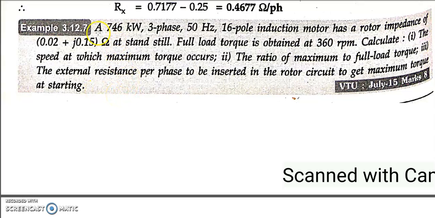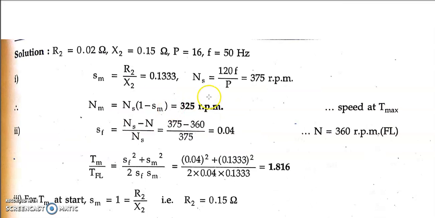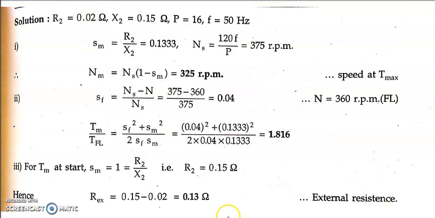Don't bother about this 746 kilowatt and all, it is just given for confusion. Anyhow, we are not using this value in any of our cases. Anyhow, 50 hertz, P 60 and everything we have written as per the data. These values we used while calculating this. So remember, you have to subtract one from the other to get the external resistance to be added, that is 0.13.